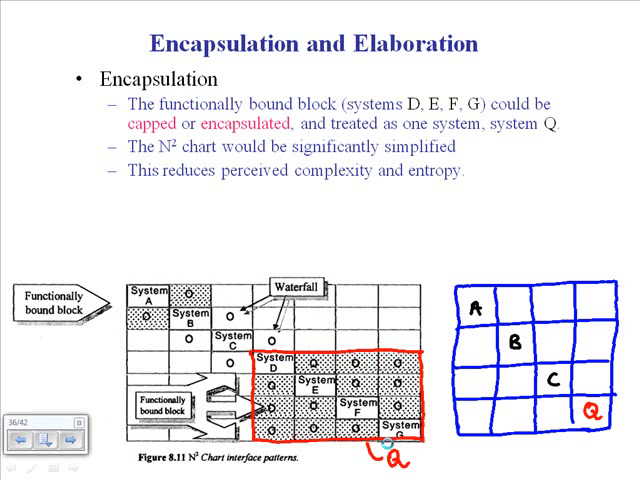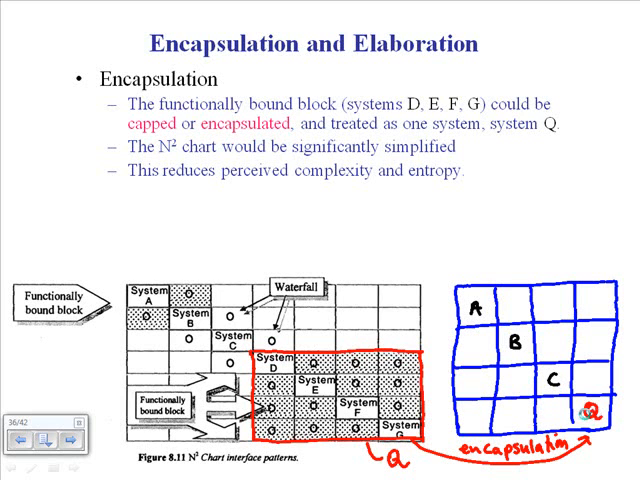Because of this idea of encapsulation. When we do encapsulation, we basically hide the contents of a system from the outside. We hide the contents of the system from outside because when I'm drawing this n squared chart, maybe I'm not interested in looking deeply into this particular system Q.